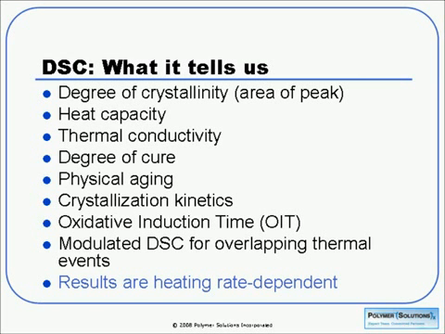Now, most of the time, we're going to be ramping at some known rate, perhaps 10 C a minute, and we're usually using nitrogen as a purge gas so that we're not having any kind of reactions occurring in our instruments.